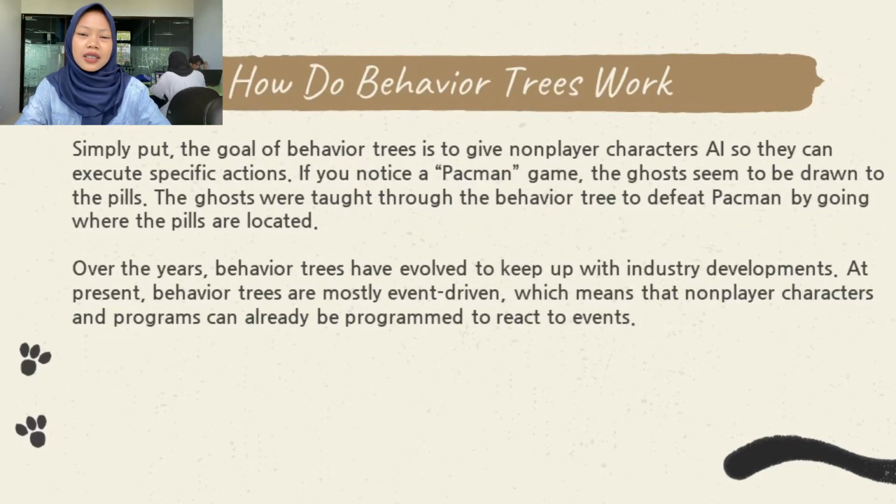The third is, how do behavior trees work? Simply put, the goal of behavior trees is to give non-player characters AI so they can execute specific actions. If you notice in a Pac-Man game, the ghosts seem to be drawn to the pills. The ghosts were taught through the behavior tree to defeat Pac-Man by going where the pills are located.